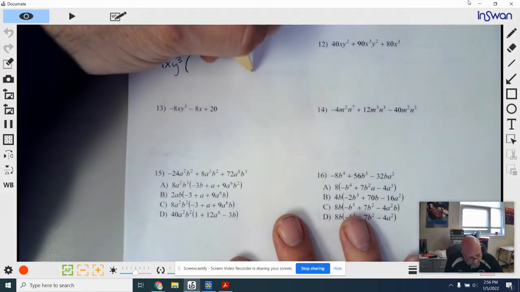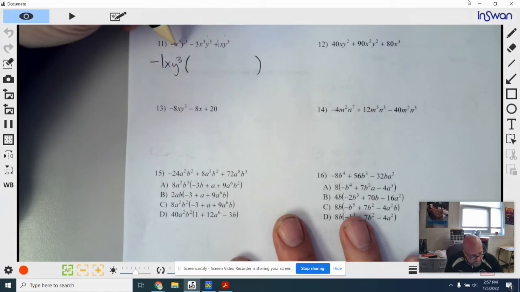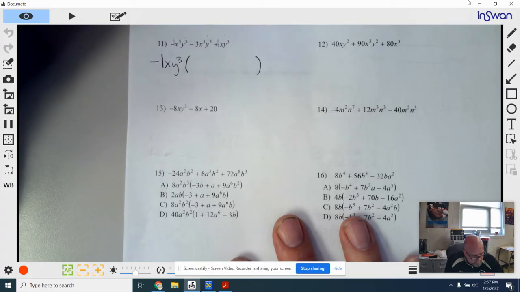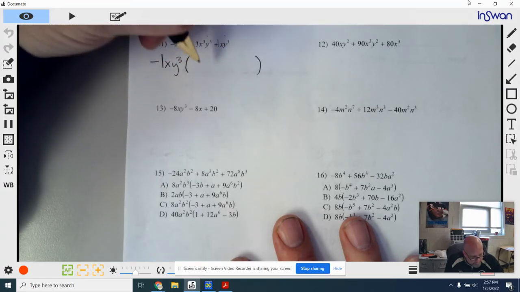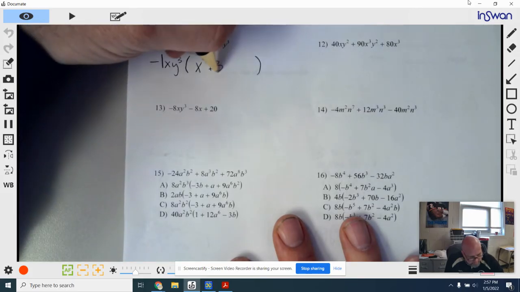Okay, now we got to put our parentheses, and I'm thinking negative 1xy cubed times what is x to the 5th y cubed. So you already have 1x, but you need a total of 4 more to make that. You already have the y's, so you don't have to worry about that. Okay, so I'm going to go ahead and put 4 x's there, x to the 4th power. Then I'm thinking, what needs to be multiplied to be a negative 3 here? Well, that's going to be a positive 3.